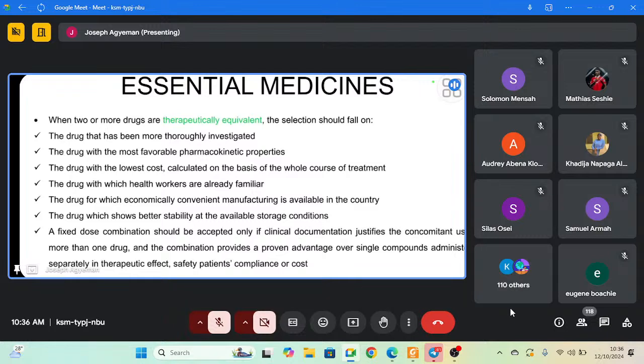So when it comes to drugs that are therapeutically equivalent, one, you choose the one that has been more thoroughly investigated, the ones that you have more evidence backing it. Here again, in terms of safety, efficacy, and cost issues. The drug with the most favorable pharmacokinetic properties, of course, again, from evidence. And the drug with the lowest cost, very important. Calculated on the basis of the whole course of treatment, not just per dose, as I said. The drug with which health workers are already familiar, yes.